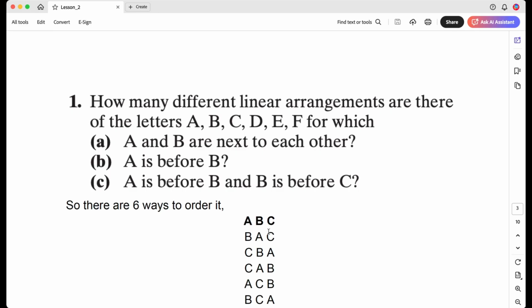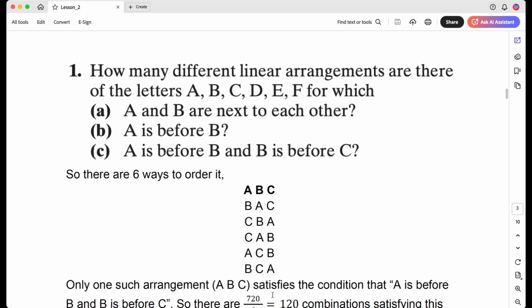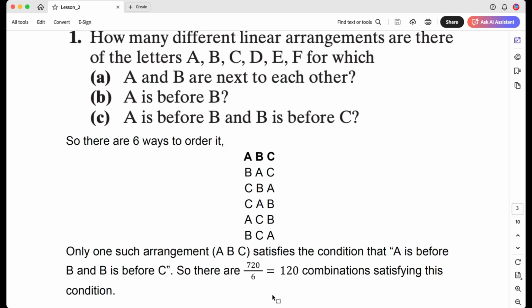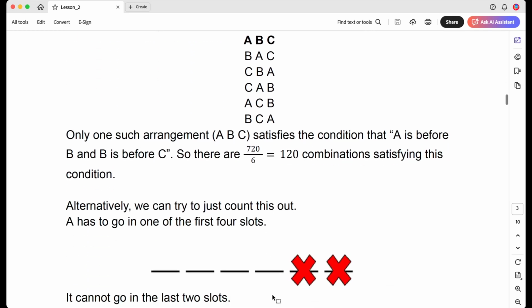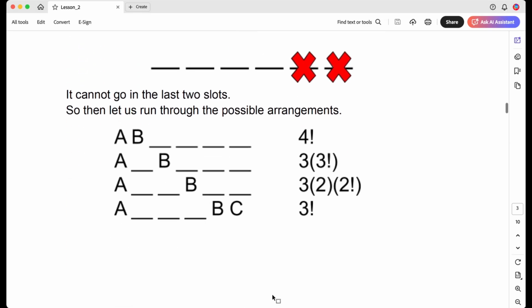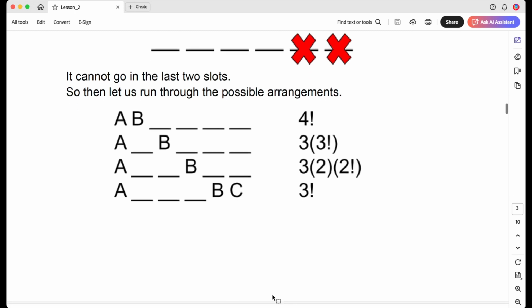Out of the 6 total ways to scramble A, B, C, there's only one way to satisfy this condition. So building off of that, 1/6 of the total will have ABC in the correct order for what the question is asking. So the answer will be the grand total divided by 6. 720 divided by 6 is 120. Again, this is counting it out the long way, but the original method is going to be a lot faster.